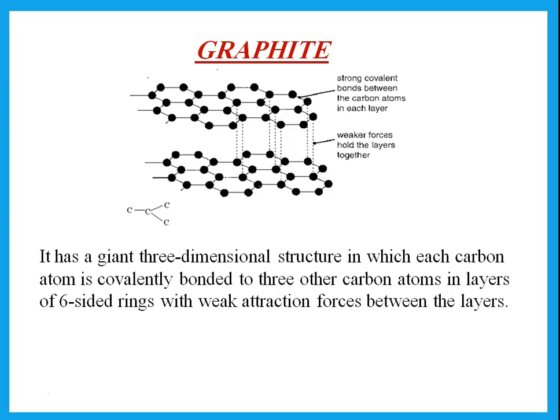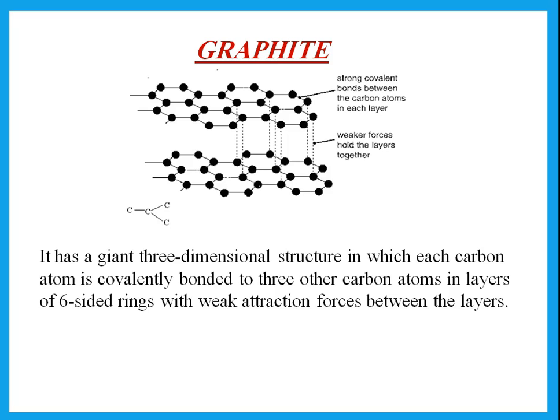So remember that each carbon is bonded to only 3, but each carbon has a total of 4 electrons in its outermost shell. It's in group 4, so it has 4 electrons in its outermost shell. So if it's going to make covalent bonds with only 3, that means it has 1 extra electron floating around that's not been used for anything. Now, if each carbon atom in this giant structure has 1 extra electron, we have a lot of extra electrons floating around. So would you expect graphite to conduct electricity or not? Yes, graphite will conduct electricity because it has free moving electrons, and this is the only non-metal that conducts electricity.